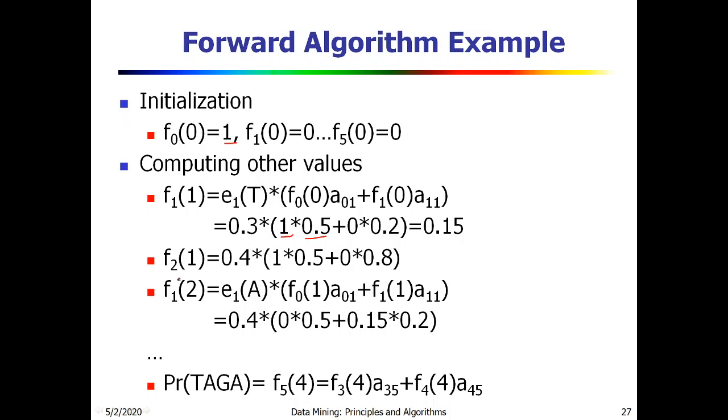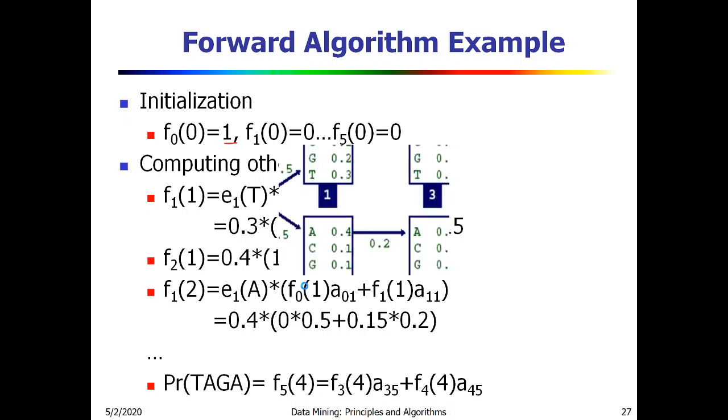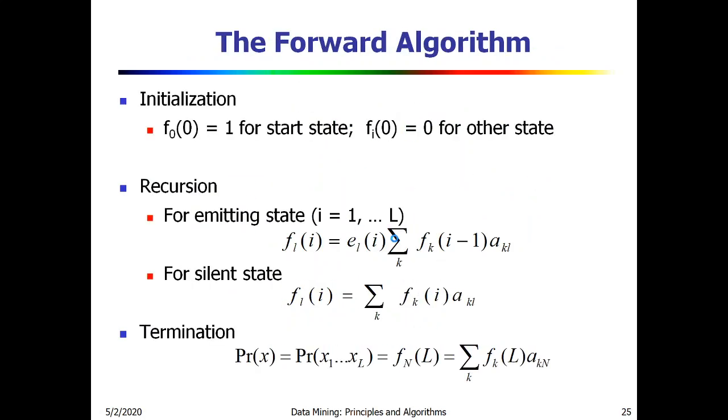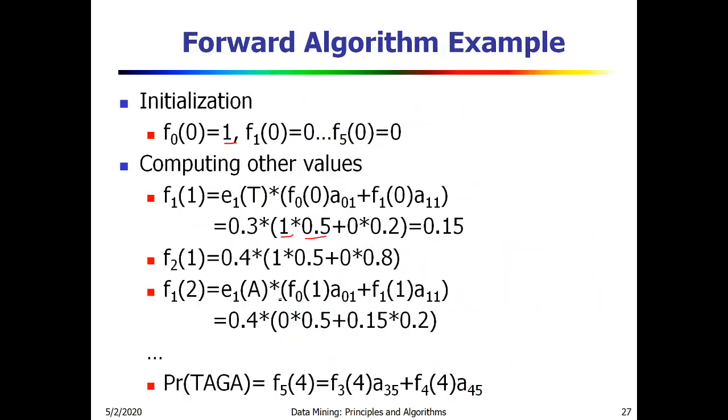Then we are going to find out the F2 of 1. Then here also we are going to find out using the A as 0.4, that is adenine 0.4 after that. So once T is finished, we go for A. So 0.4, again 1 into 0.5 and 0.08. So like this we are going to find out the probability of TAGA, that is F5 into 4, which is equal to F3 of 4 into A35, all these values.